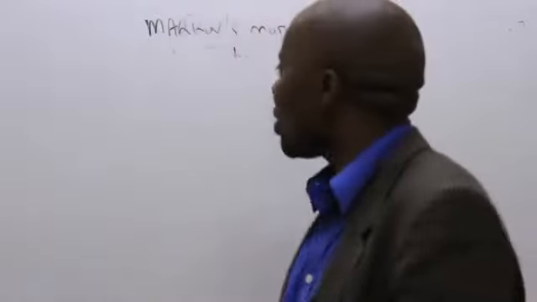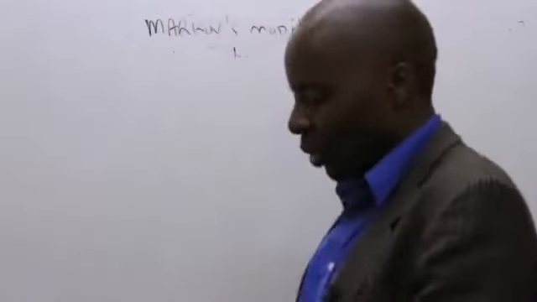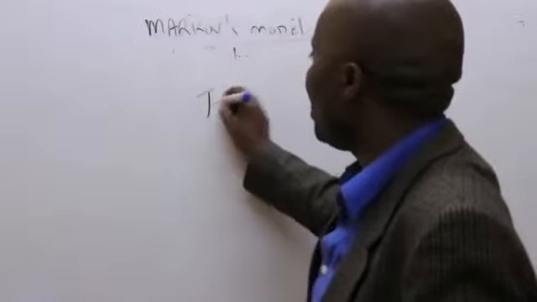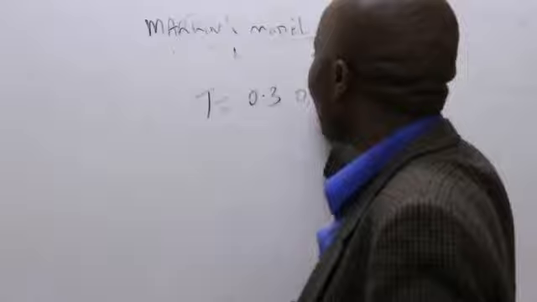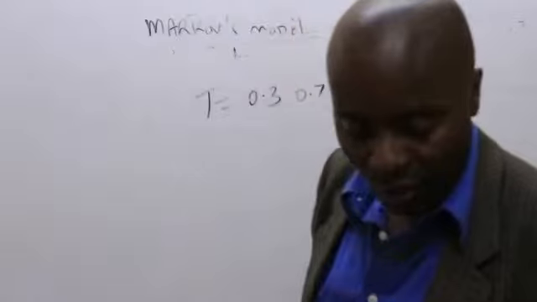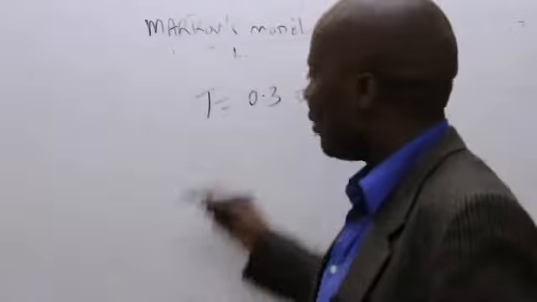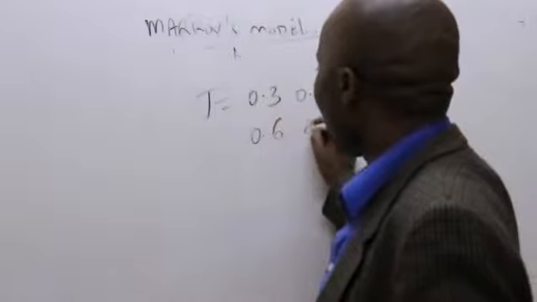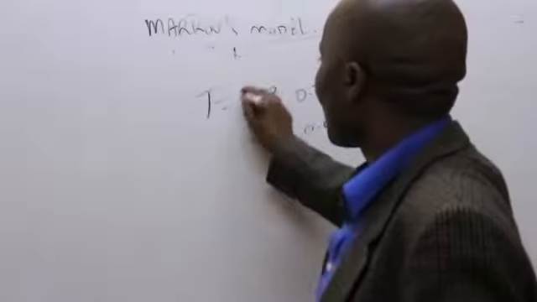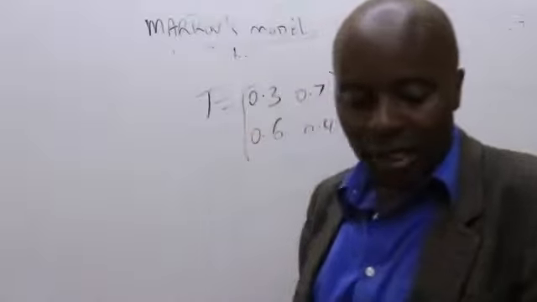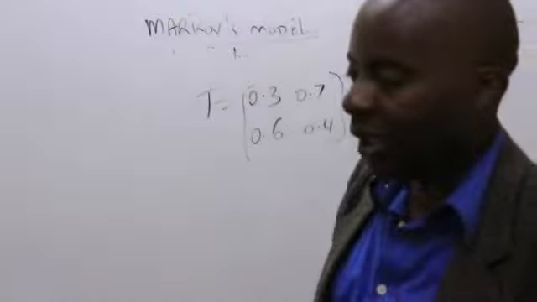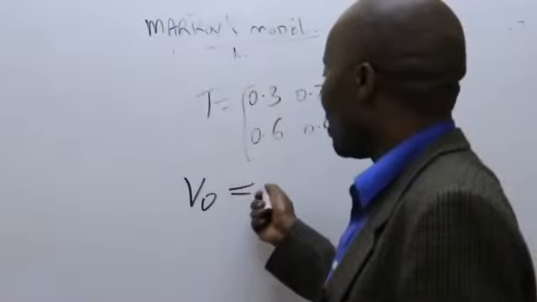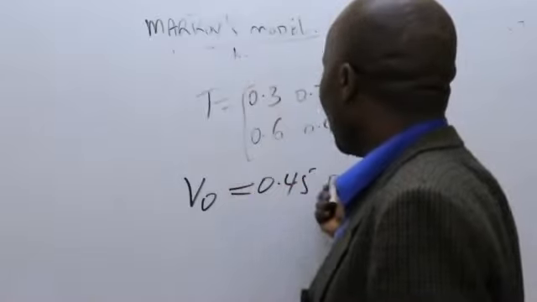So in our illustration, you are given matrix T. We are told T equals 0.3, 0.7, and then we have 0.6, 0.4, like that. And then, ladies and gentlemen, these guys have gone ahead to give me the initial vector, where they have told me that vector 0 is 0.45, and then we have 0.55.